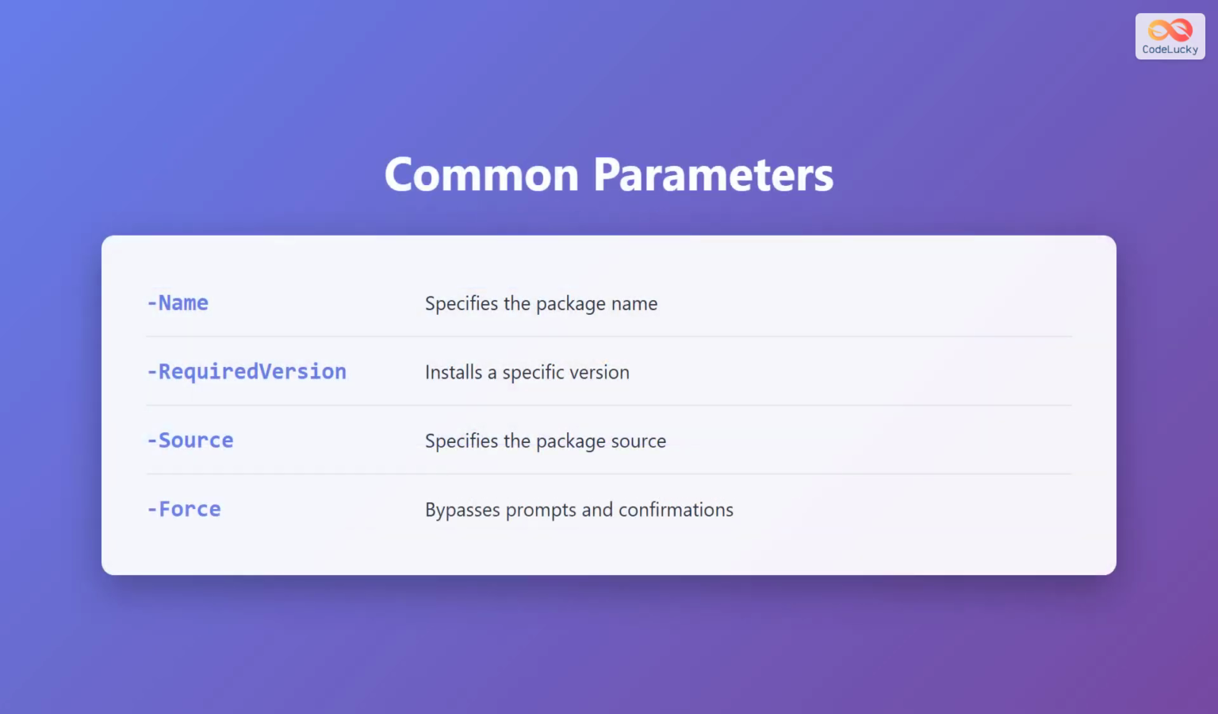Let's explore the most commonly used parameters. The -Name parameter specifies which package you want to install. The -RequiredVersion parameter lets you install a specific version instead of the latest one. The -Source parameter allows you to specify which package repository to use if you have multiple sources configured. Finally, the -Force parameter bypasses confirmation prompts and warnings, which is useful for automation scripts.